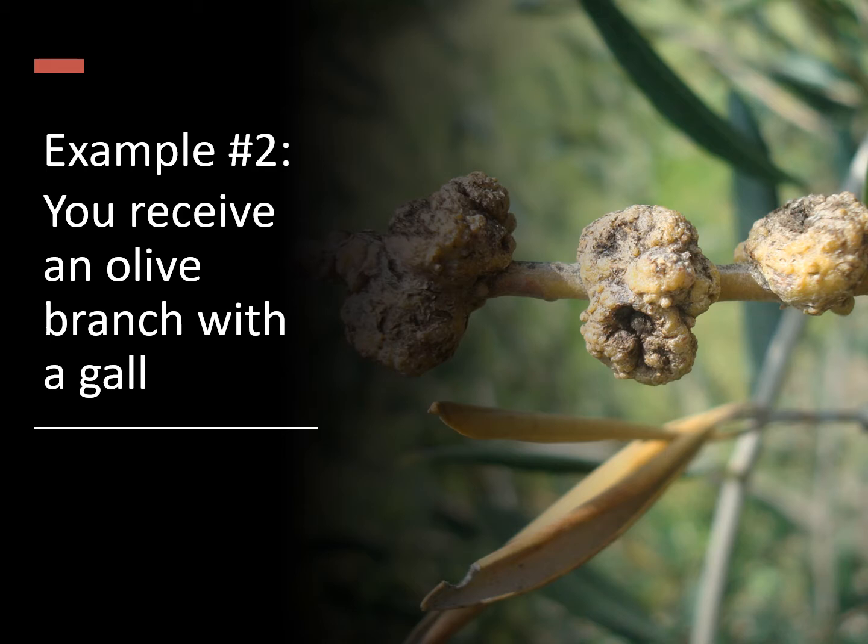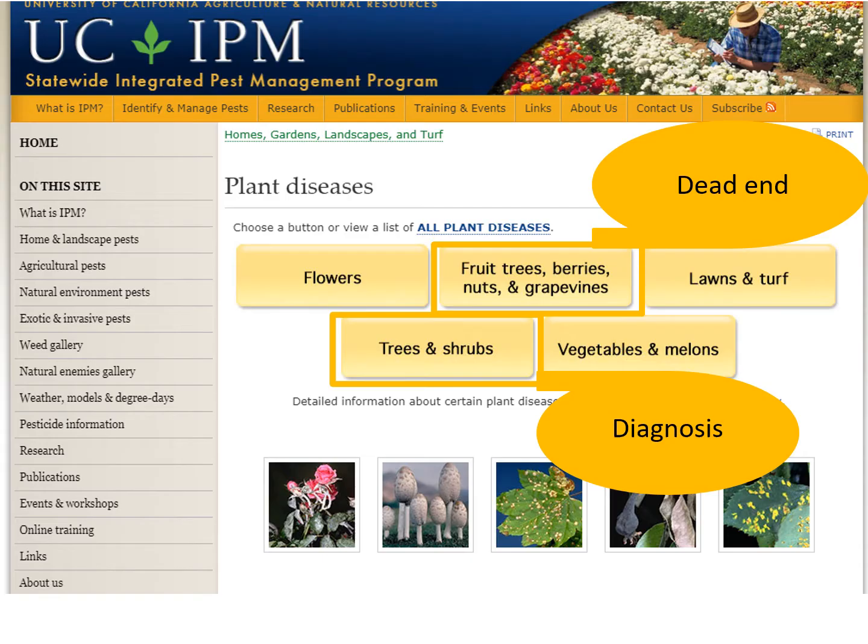I tend to know more about olives than a lot of other plants just because I work with them. Say you receive an olive branch with a gall. Lots of things make galls, right? We know insects can make galls. Herbicides can make galls or stem swellings because they're plant growth regulators. Pathogens can make galls. Nematodes can make galls. So we have a lot of different options. And if you go through the fruit trees, berries, nuts, and grapevines area, you get a dead end again, because I guess olives aren't in there.